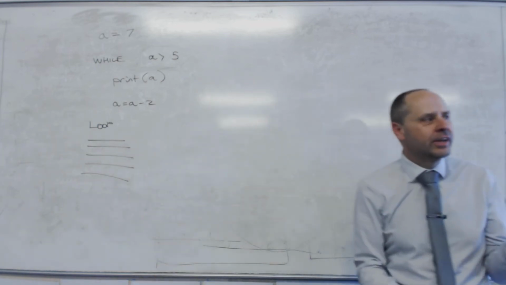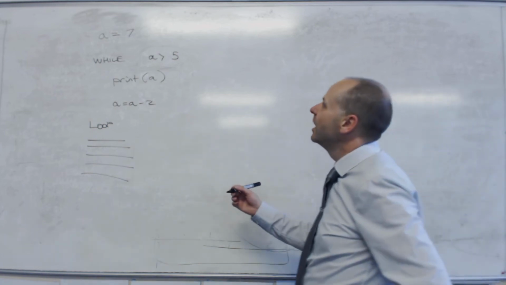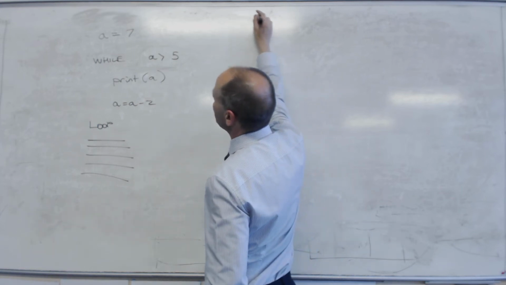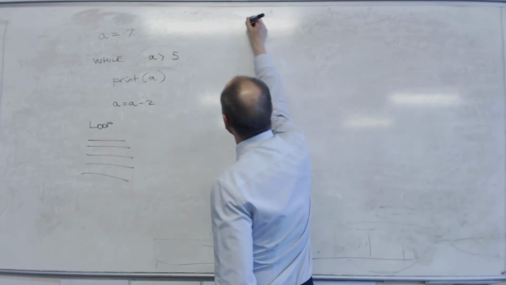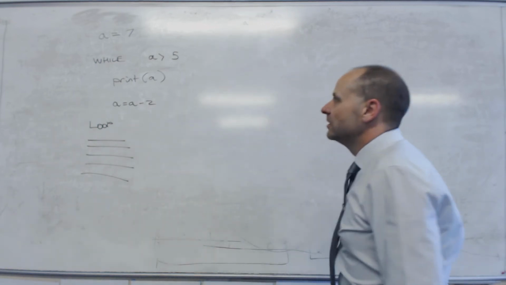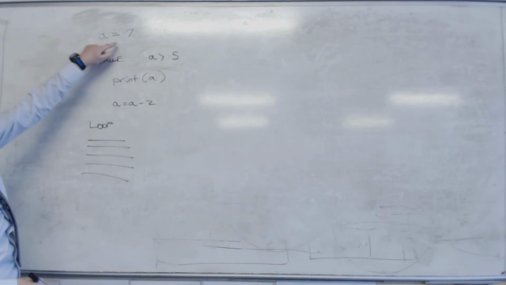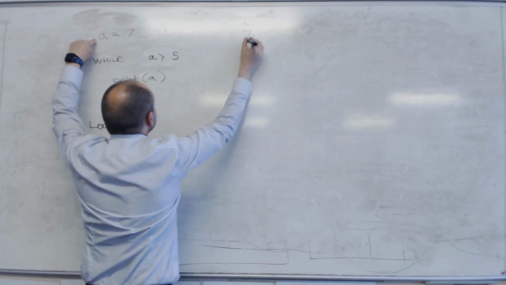So we need 2 things. Our finger to keep track of what line we're on, and a little table that keeps track of all the variables. We've only got 1 variable in this case, so we've just got a. So all we do is we go line by line. So we start here, we've got an assignment. So at that point, a becomes 7.